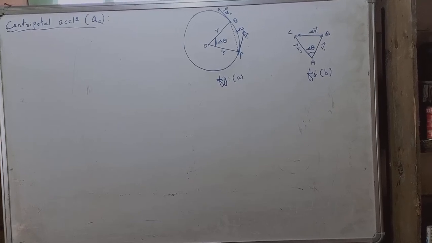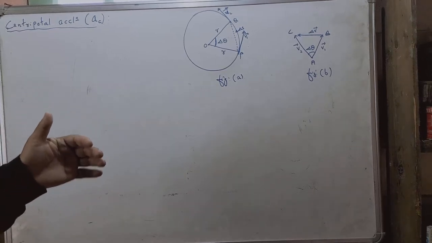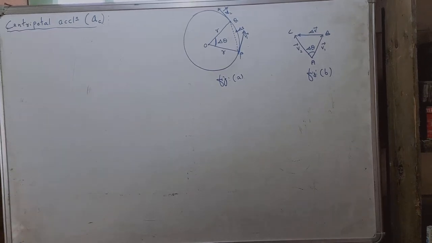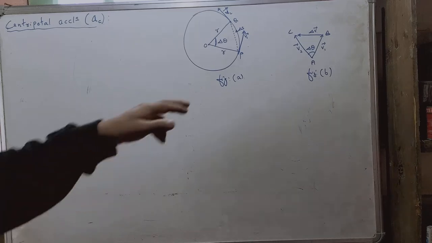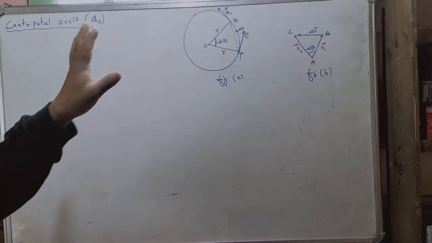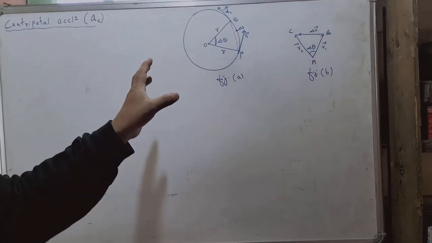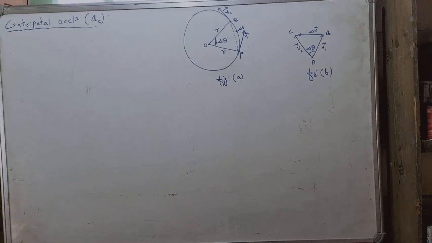Centripetal acceleration. We know that when a body is moving in a uniform circular motion, its speed remains constant. But the velocity is changing due to the change in direction. So we say that this body, which is in a uniform motion, is always in an accelerated motion because of the changing direction of velocity.